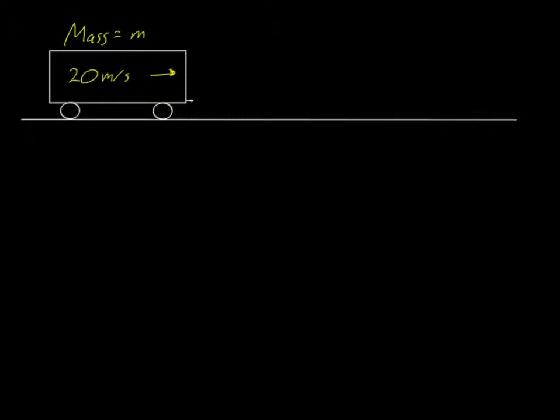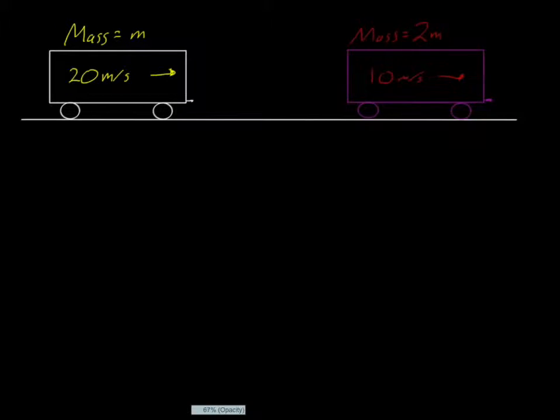In our scenario, we have a train car with mass equal to m rolling down the track at 20 meters per second. In front of it is another train car rolling slower. Its mass is 2m, or double the mass of the first train car. However, it's rolling half as fast, only 10 meters per second. What happens whenever the first train car actually couples with the second train car?